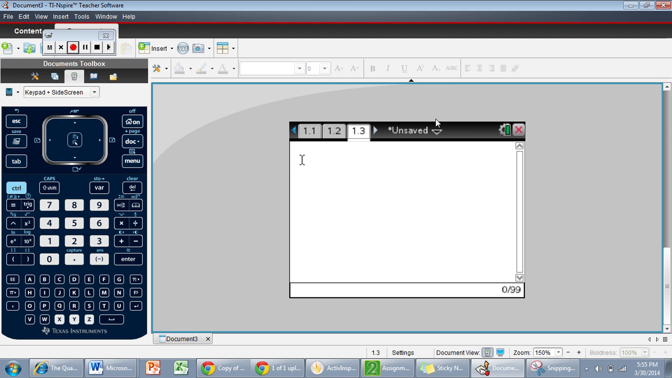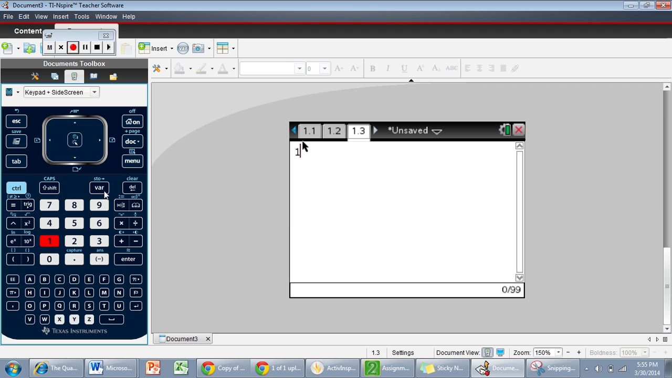I got a solution as 1, so I'm going to store that into my calculator. I hit the number 1, and then I want this STO right here. So I hit Control, Store, X, and then I hit Enter. And then I'm going to type my equation exactly as it was.